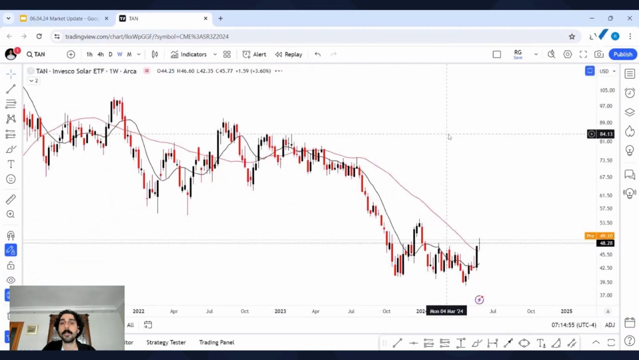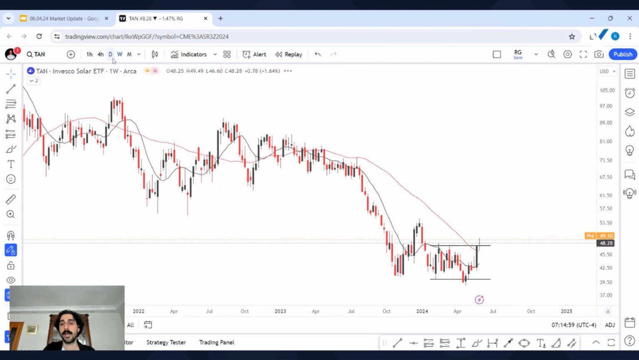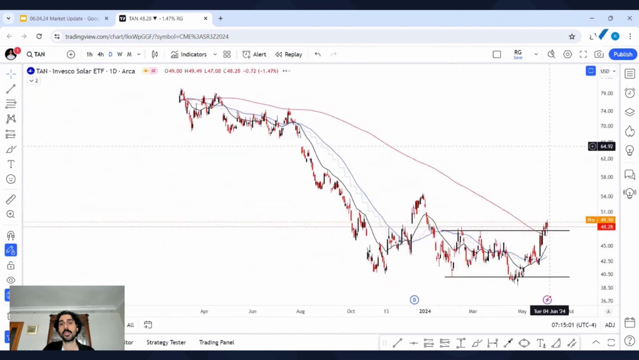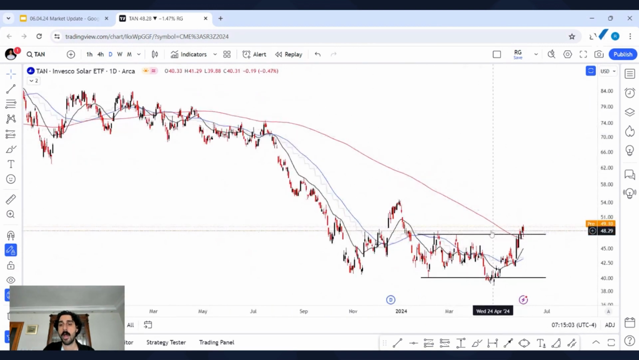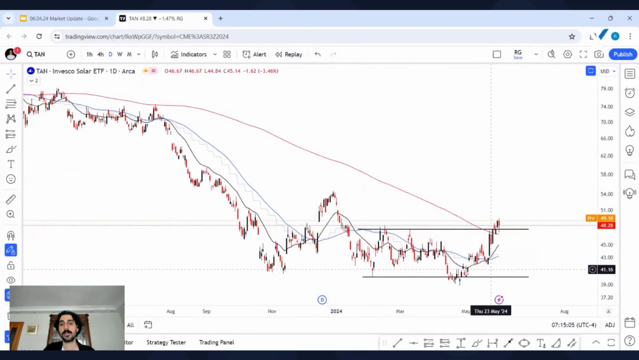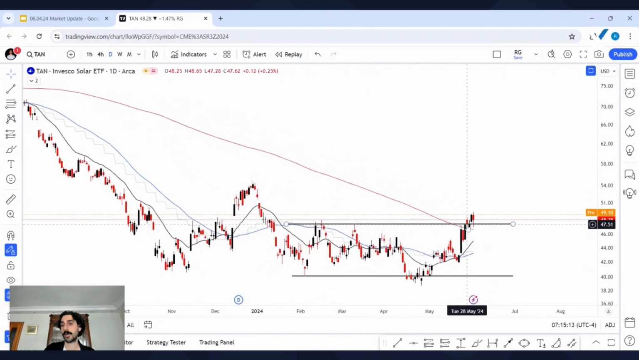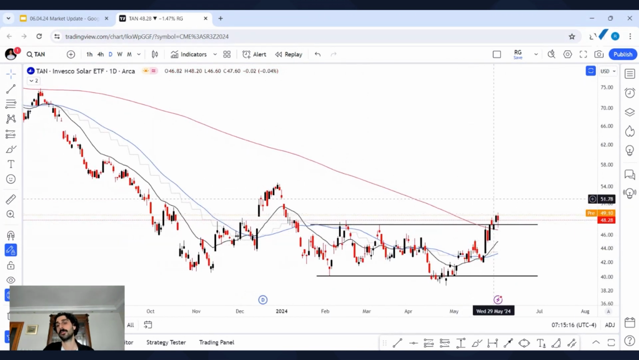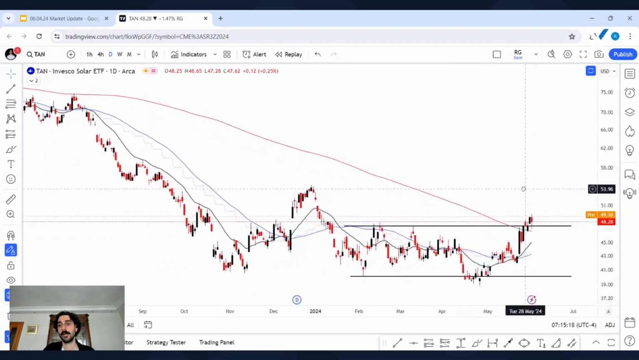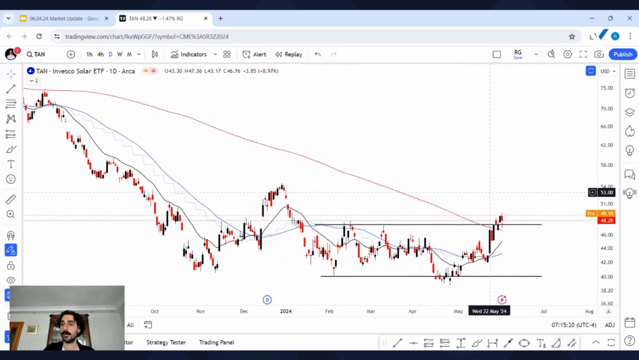So here you can see the Invesco Solar ETF, the ticker is TAN. In the daily chart, after a huge downtrend, there's a consolidation here, and as you can see, after the consolidation, a breakout occurred, and this breakout also occurred just above the 200-day moving average, which is a trend-breaking action. But I don't know, like you can.